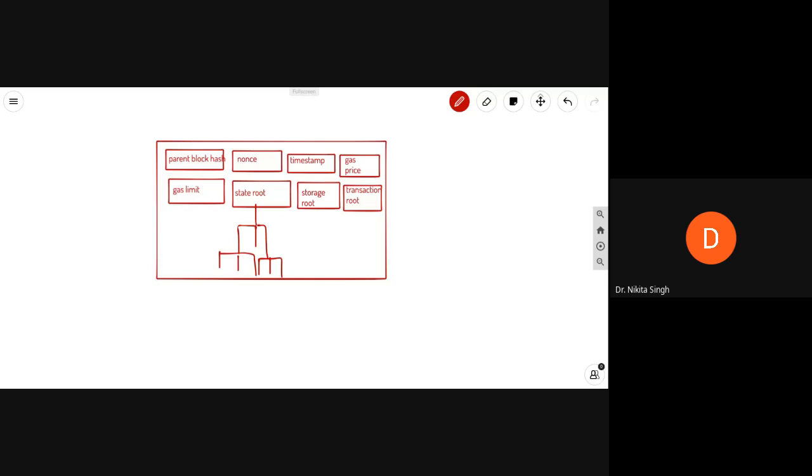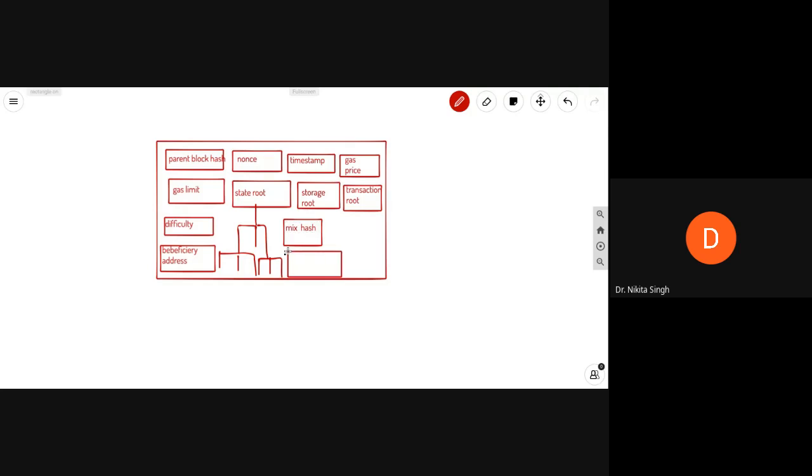Then we also have certain extra parameters, that is the difficulty, which is the difficulty target that needs to be solved. And there are five extra fields that are not present in the Bitcoin blockchain, one of which is the beneficiary address. Then we have the mix hash.